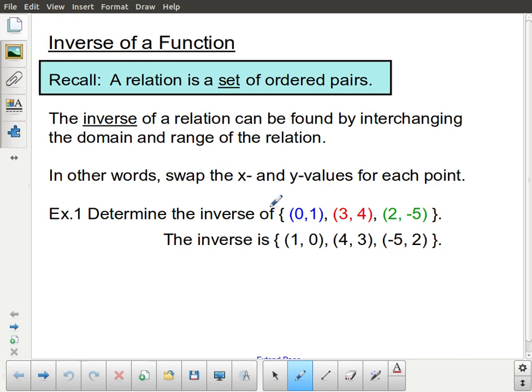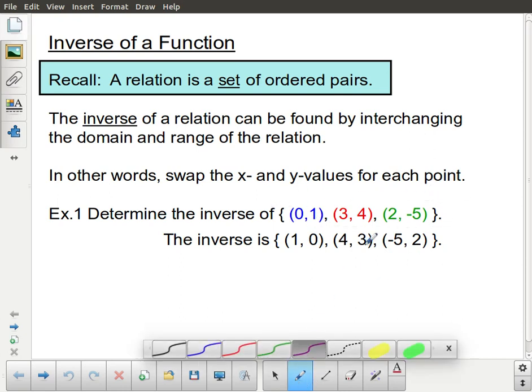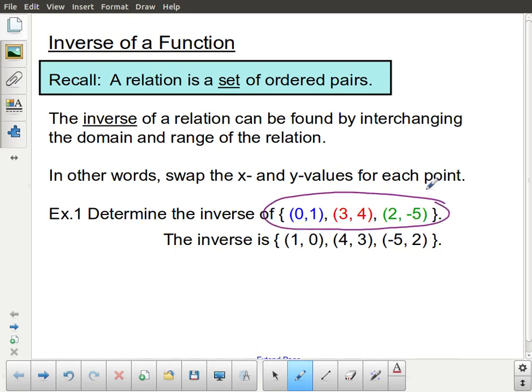Now when we have a list of points, that's actually quite a straightforward process. For example, if I start off with my function, okay, so that would be my function. So if I asked you to determine the inverse of this, what you would do is you would go to each point and you would reverse its order. So the function says when I input 0, I get an output of 1. When I input 3, I get an output of 4. When I input 2, I get an output of -5.